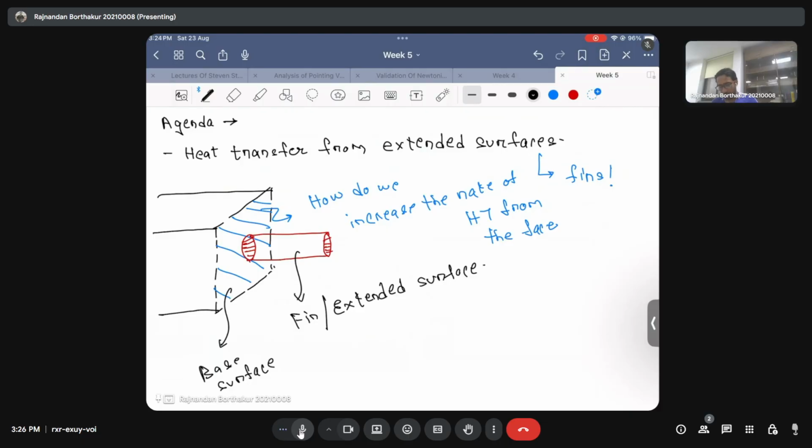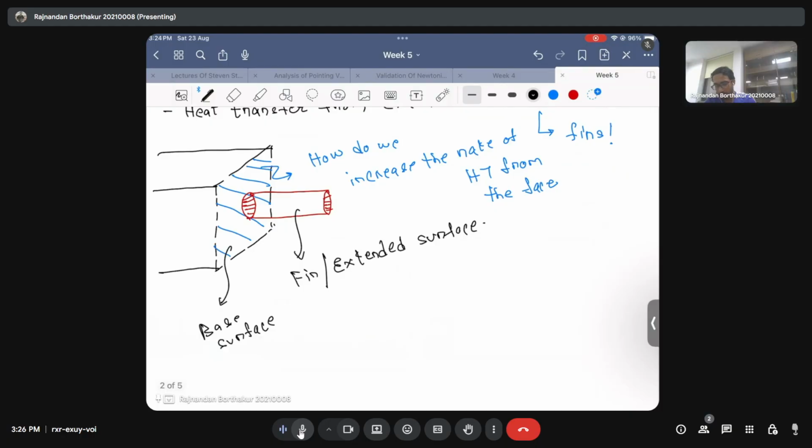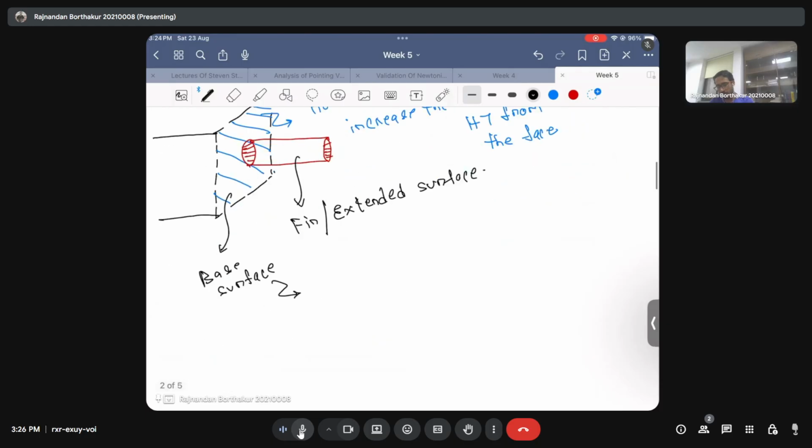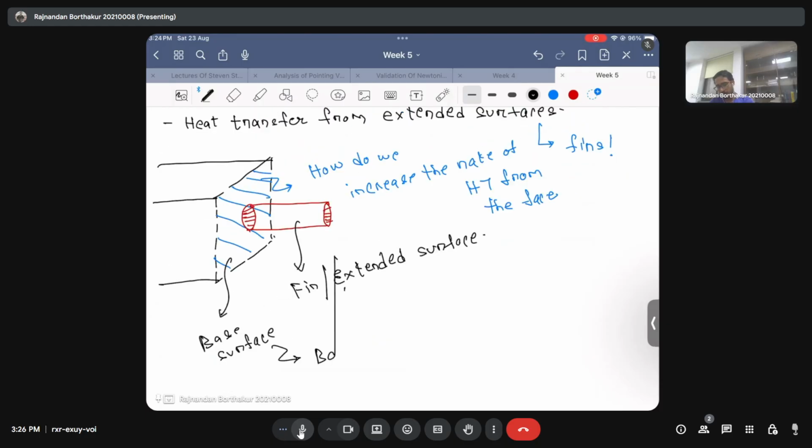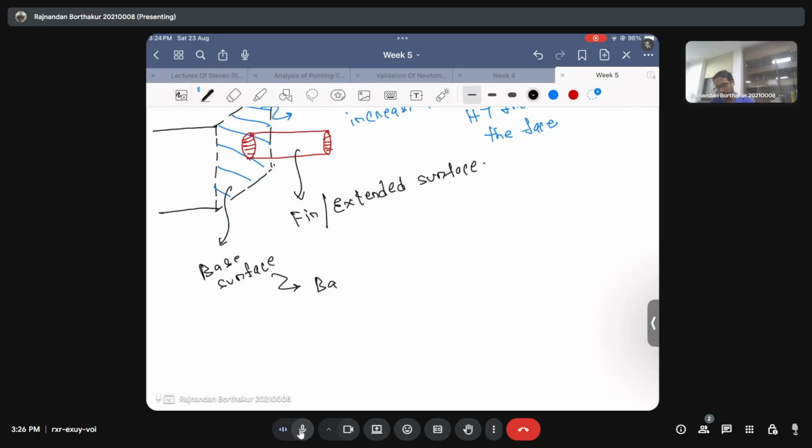Now, based on this discussion, what we are interested in is that, given we have a base surface exposed to a certain temperature, which is known as the base temperature, and given that we have an extended surface, how does the temperature distribution look in this extended surface? That's what we are trying to see.